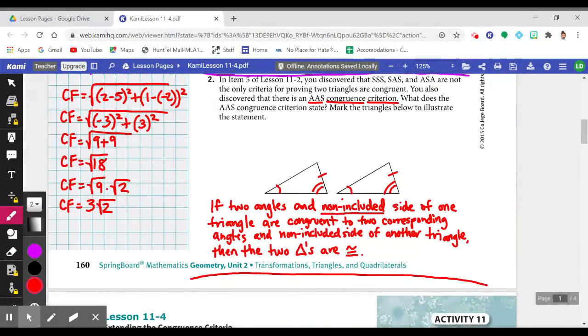So for the angle side, we're talking about two angles and a non-included side of one triangle are congruent to two corresponding angles and non-included side of another triangle. Then the two triangles are congruent. And then they asked us to mark the triangles below to illustrate the statement.